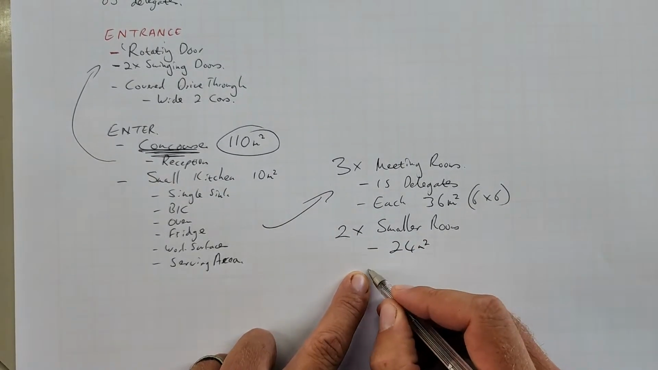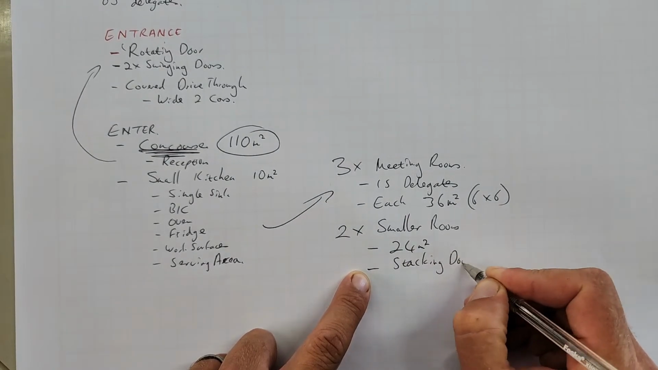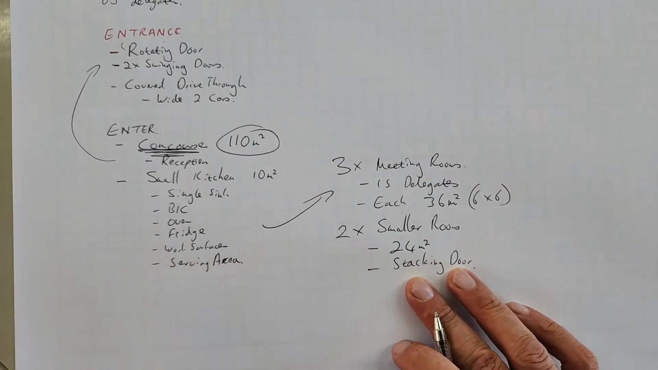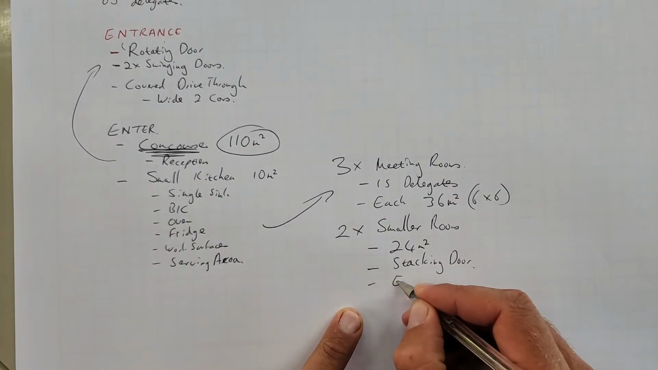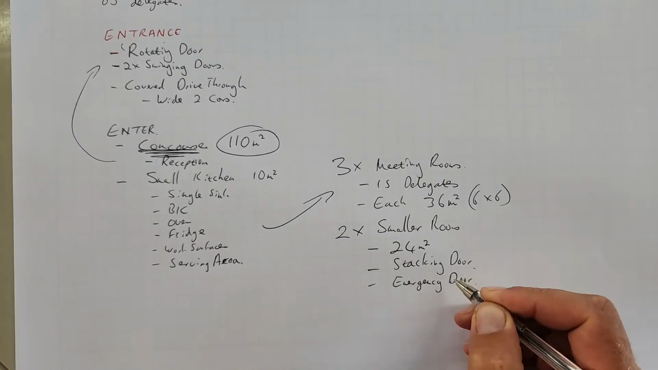What else is important here? There is a stacking door in between them, and then there must be an emergency door in each one of them.